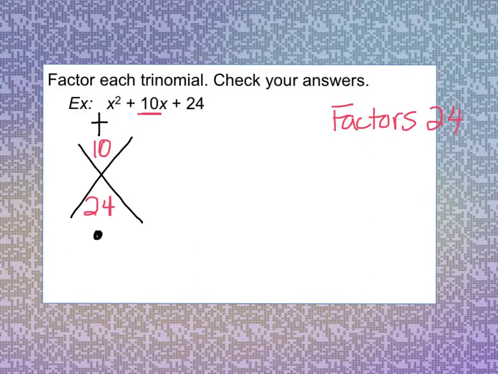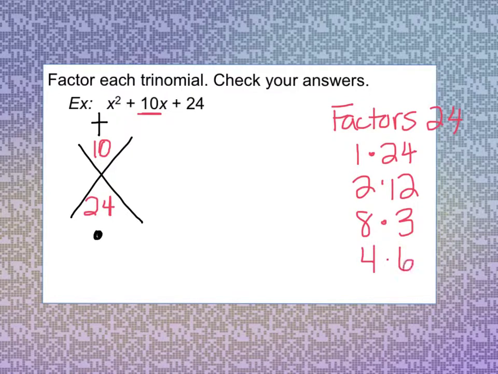So think of factors of 24. The easiest one is always 1 times 24, and then there's 2 times 12. And there's going to be 8 times 3. And can you think of any other factors of 24? Okay, good. Yeah, there's one more. What about 4 times 6? 4 times 6 equals 24 as well. So this looks like it's all our factors of 24.